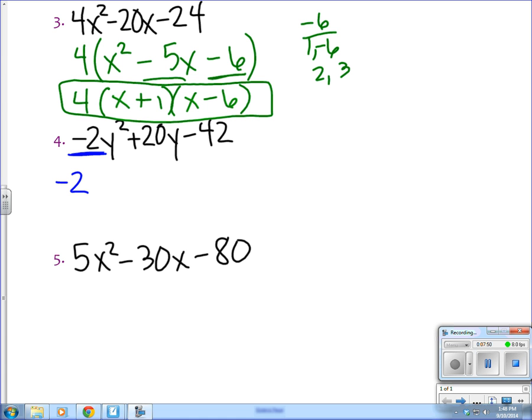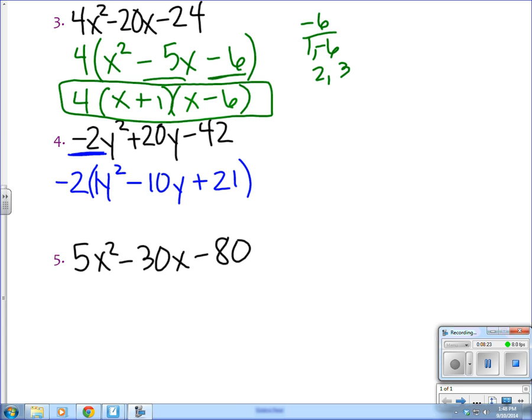Can we factor out a y or just a negative 2? Yes, so just a negative 2. So what will be left over once we factor out a negative 2? Y squared minus 10y plus half of 42 is 21. Good. Now we have a trinomial because we have a y squared, a y, and a constant. And this is a 1.